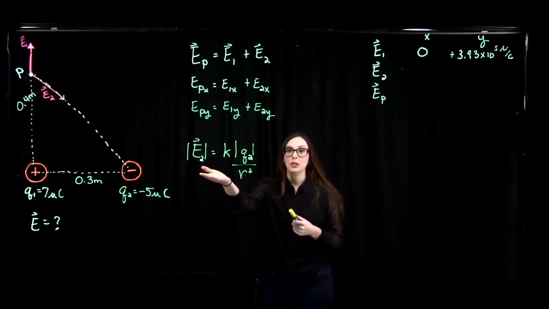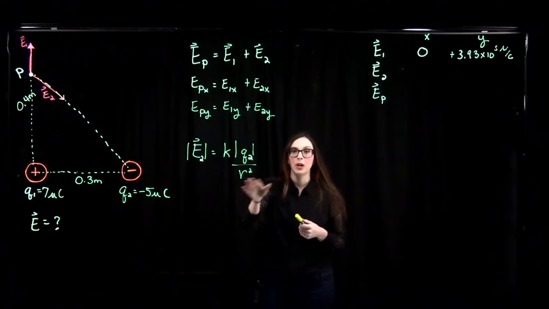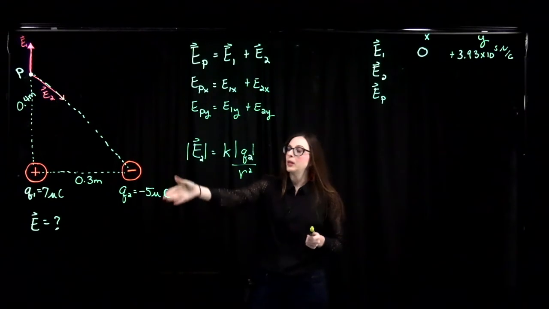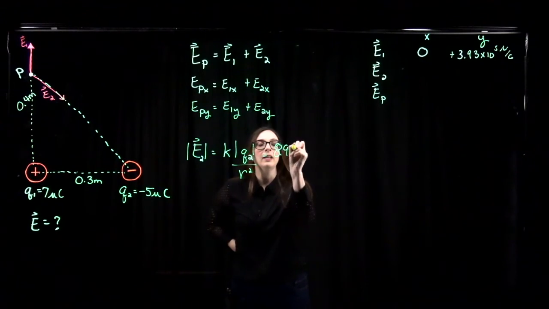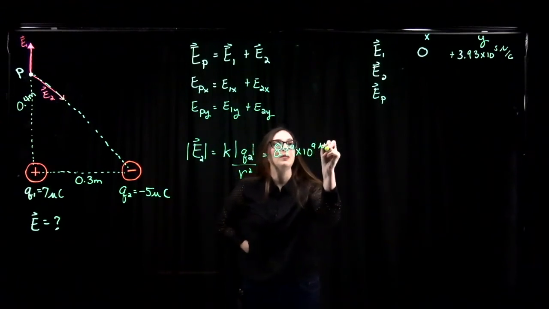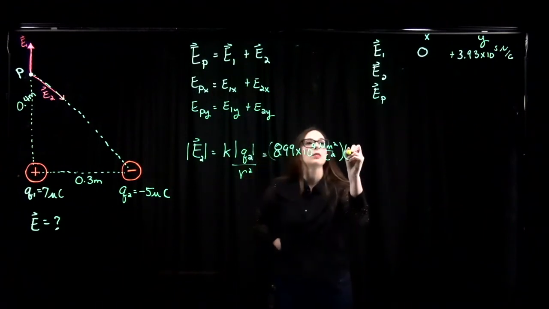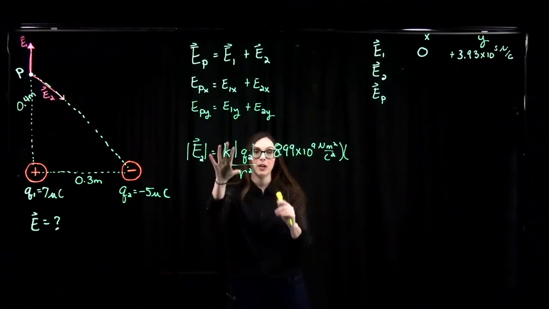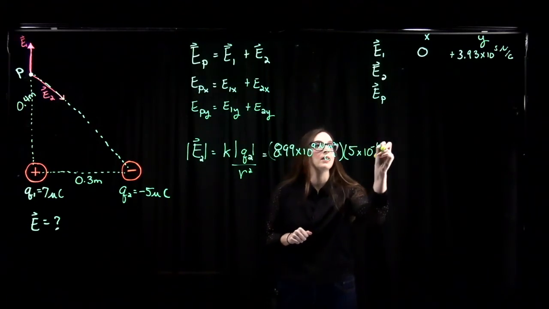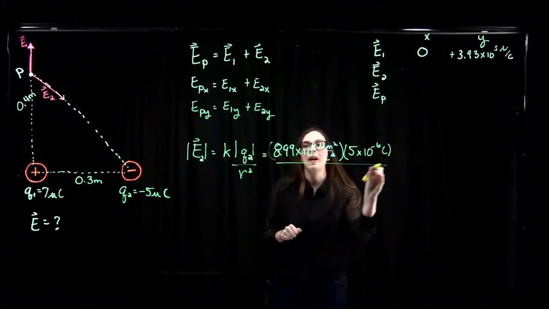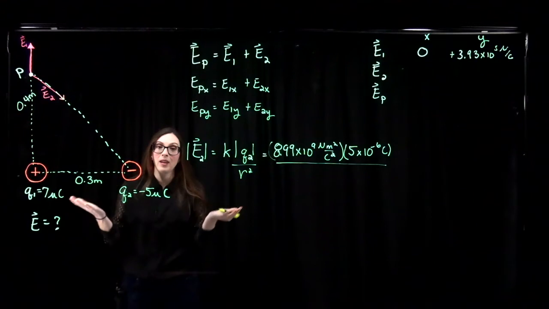The magnitude of E2 will be Coulomb constant times Q2 over R squared. R is the distance between Q2 and our point P. So this is going to equal 8.99 times 10 to the 9 Newton meters squared per Coulomb squared times Q2. We want the magnitude of this, so we're just going to say 5 microcoulombs, which is 5 times 10 to the minus 6 coulombs. And we have to divide it by this distance between Q2 and P. We haven't found that quantity yet, but it's easy to do.